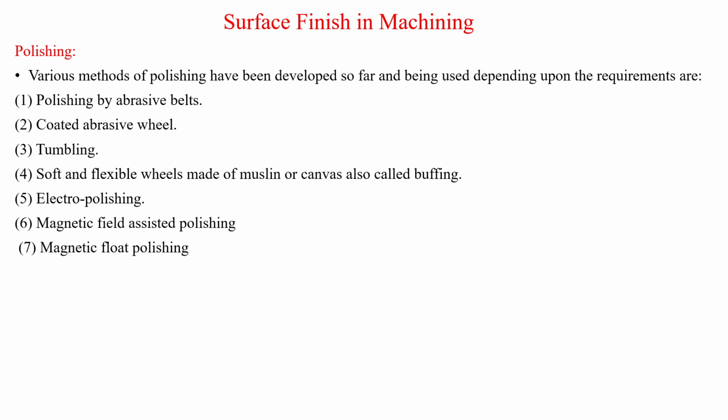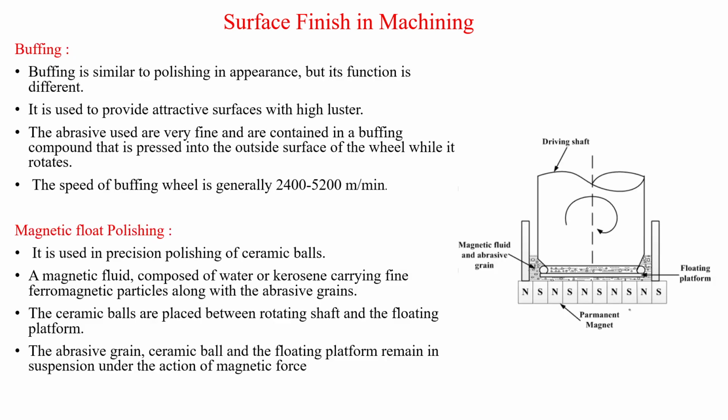Now, various polishing methods have been developed so far. They are polishing by abrasive belts, coated abrasive wheel, tumbling, soft and flexible wheel, electro polishing, magnetic field assisted polishing, and magnetic float polishing. Out of these, we will see some of the processes. One of the polishing processes is buffing. What is buffing?